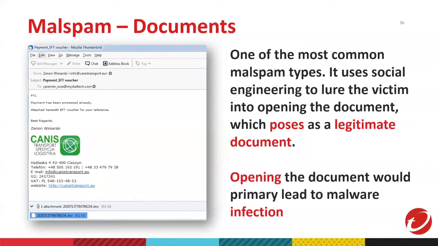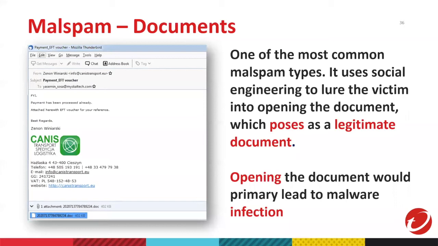So then the last type of malspam we will go through today is the malspam that uses documents. And this is one of the most common ones because documents are one of the most effective lures to use in a mass spam campaign. Because documents are usually associated with word processors such as Microsoft Word and Excel to do word processing tasks. And most people don't know that documents can be used to execute malicious code.